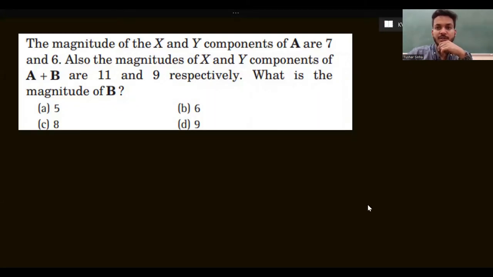Okay, another easy question right here. If the magnitude of x and y components of a vector are 7 and 6, so from the first statement they are saying a vector has 7 and 6 as the x and y components. So how will I write this? A vector I will write as 7 i cap plus 6 j cap. So from the first statement only I can get this.